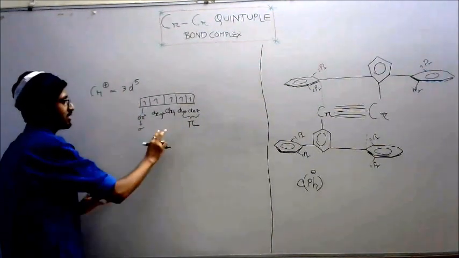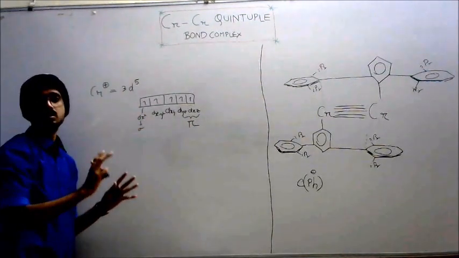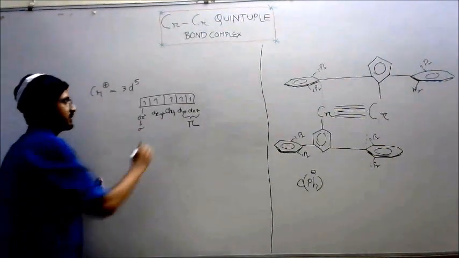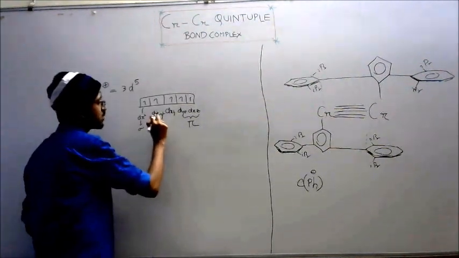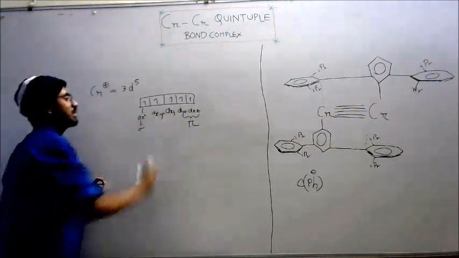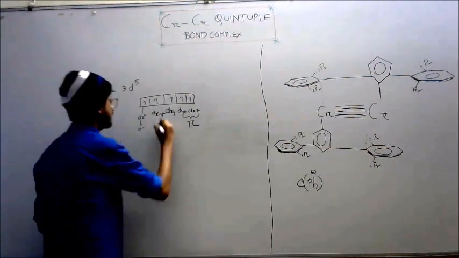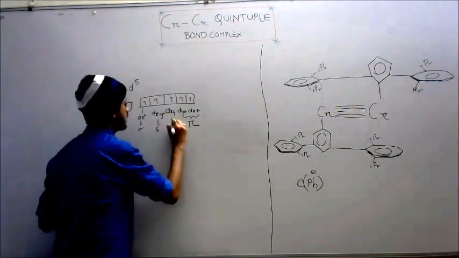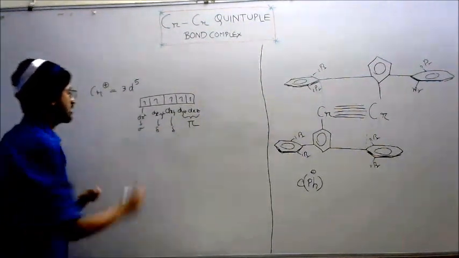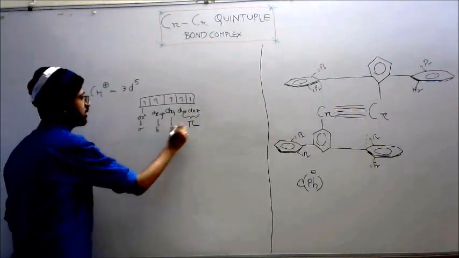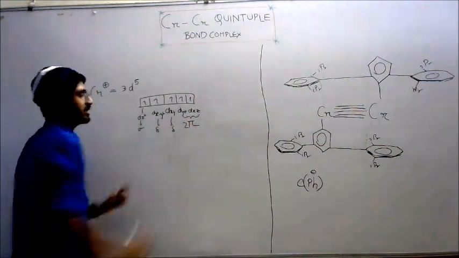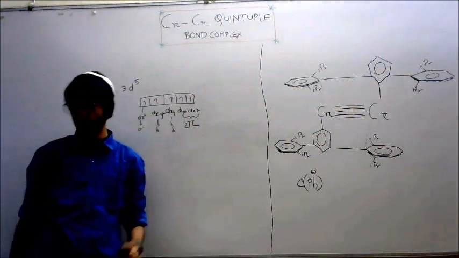And the remaining orbitals which are not present in the internuclear axis, that is the dx square minus y square orbital and the dxy orbital, will overlap in a facial manner to give us 2 delta bonds. So we have got 1 sigma bond, 2 pi bonds, and 2 delta bonds. That gives us a total of 5 bonds between the 2 chromium centers.